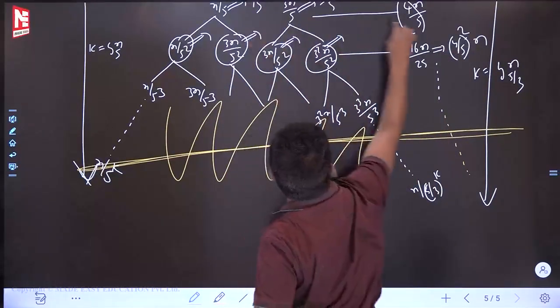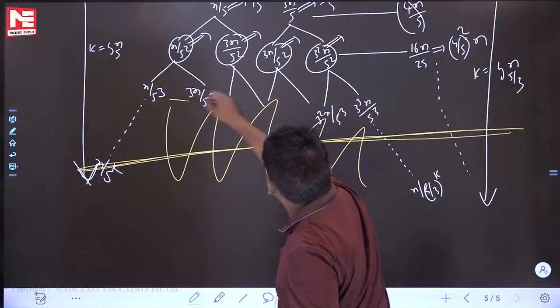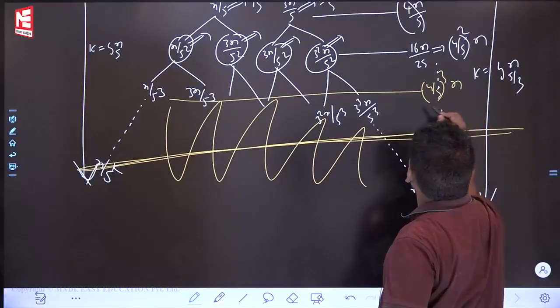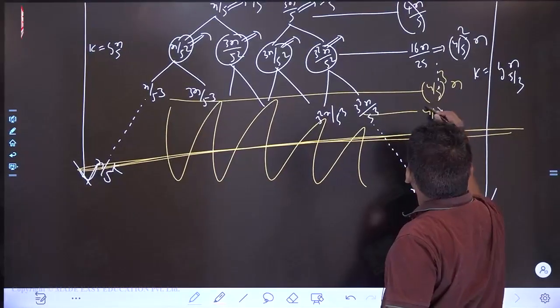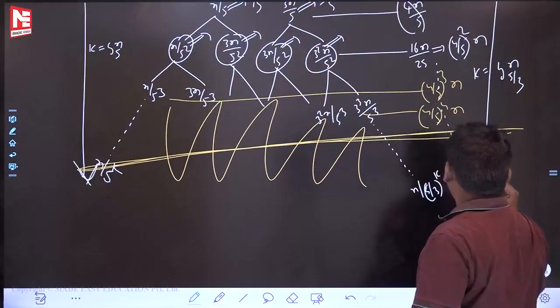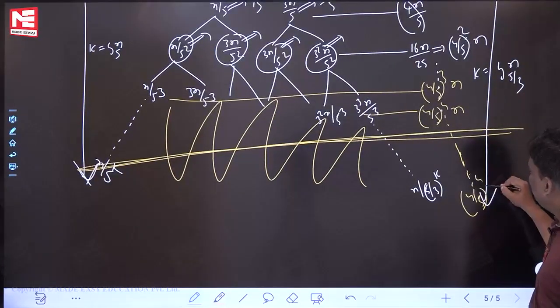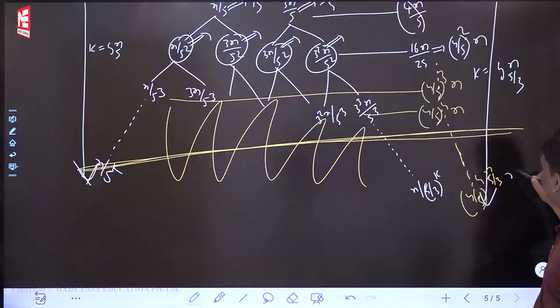You will add these, then you will get this. If you add these all, what is the answer? Maybe (4/5)^3 n you will get. Next one, (4/5)^4 n you will get, and so on. If I continue like this, what is the last one? (4/5)^(log n base 5/3) n will come.